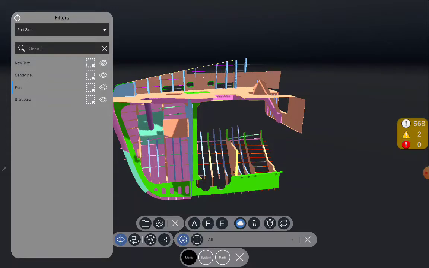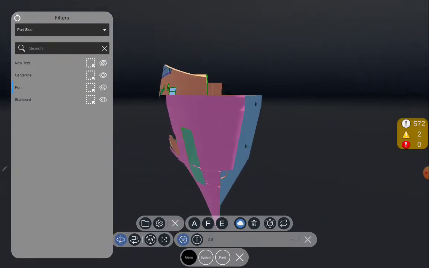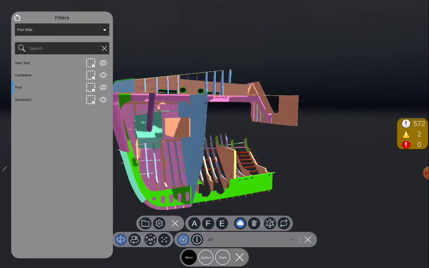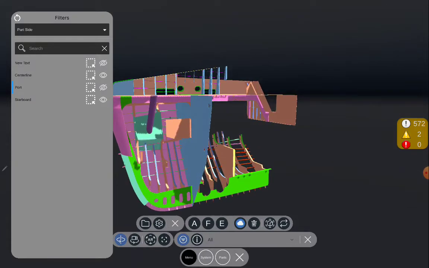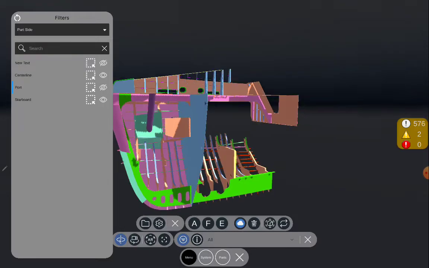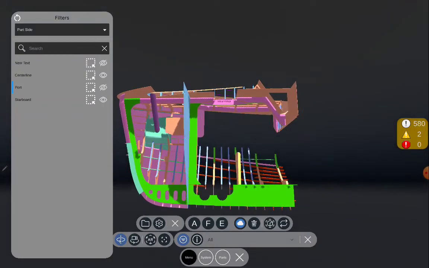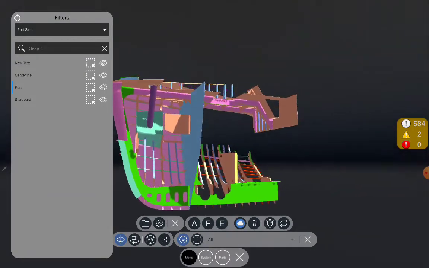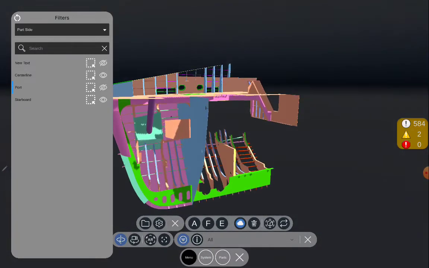Then you can see the anchor pocket on this side and the back side of it, and the chain locker. And what we're going to do is I'm going to stand in between them, and I'm going to look at some of the structure on the inside, some of the frames, and especially around that anchor pocket on the inside.